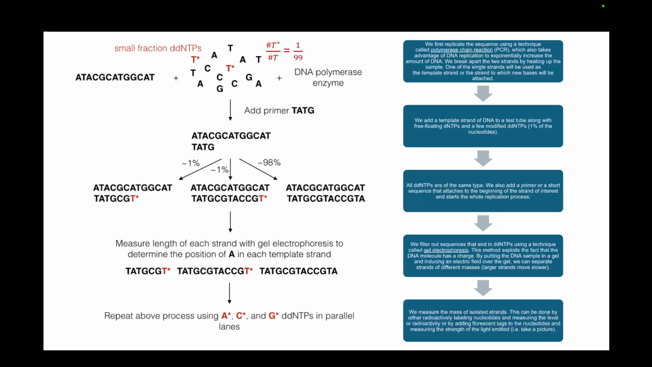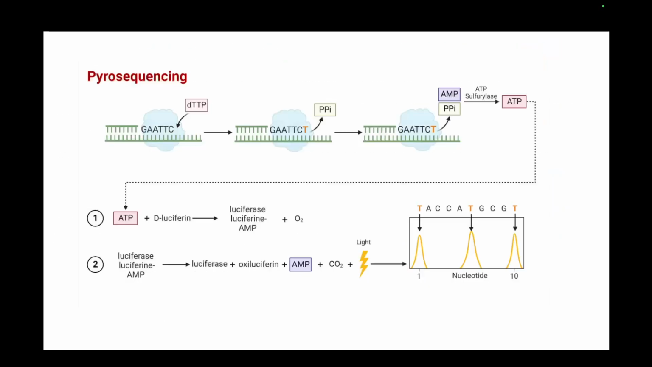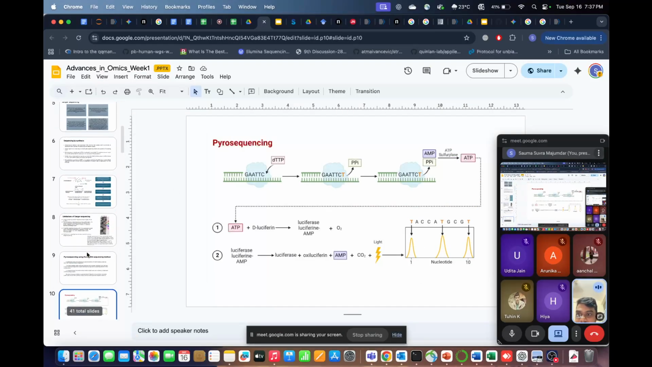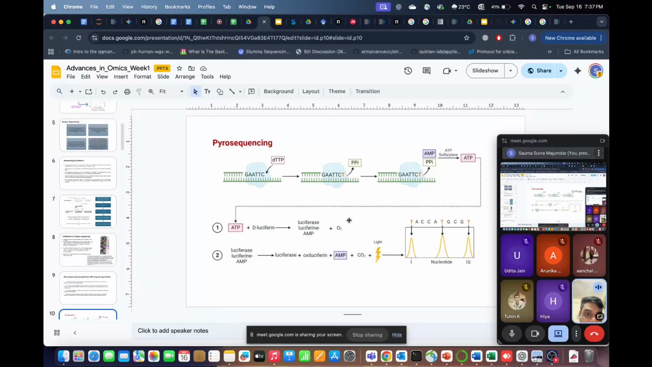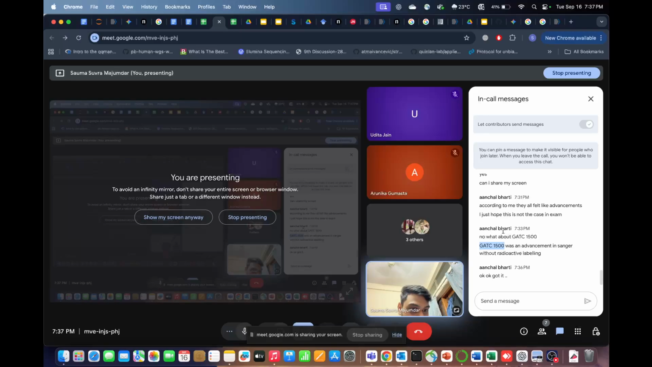So the use of ddNTP was the main thing in Sanger sequencing, right? The fluorescence came later, in terms of pyrosequencing. I don't think I covered Illumina here, but Illumina, pyrosequencing, these kinds of things, after these the fluorescence came. Fluorescence was not used for Sanger sequencing. So I think that is the thing that is making it confusing.